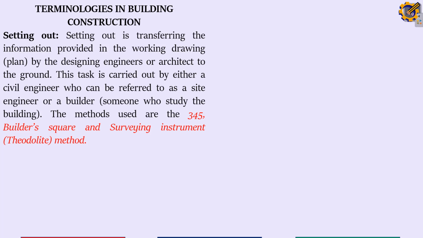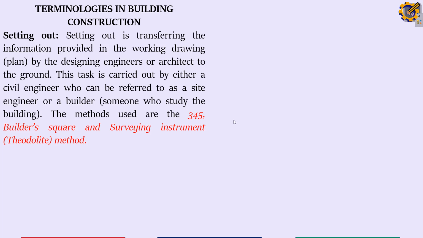Even if they can cut the clothes directly, before they carry scissors and start cutting the clothes, they do the measurements. They will carry their tape rule and their chalk or pen and mark. It is after they've marked that they start cutting. So that process of marking, that process of interpreting my building plan blueprint on the construction site, is known as setting out. It is the transferring of information provided in the working drawing by the designing engineers or architects to the ground. So that is it, and it is carried out by civil engineers with the help of an architect or a builder.